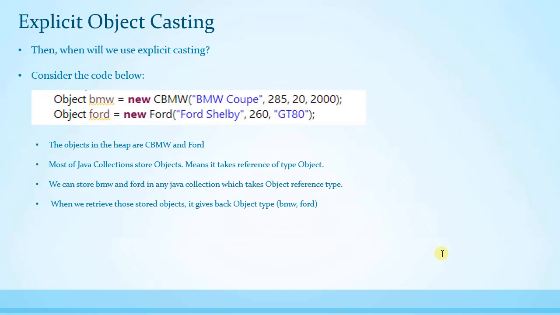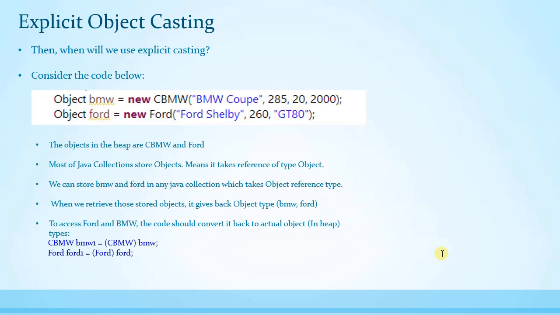When we retrieve those stored objects, it gives back whatever we stored. So previously we stored BMW and Ford through object reference. So when we are retrieving, it will give back the type as object. So at that time, we have to typecast that. For example, list.get, I'm just saying, I don't know, at this time we don't know the methods in the list. We will explore that later, but for now we will assume we have a get method in the list and it will return the object.